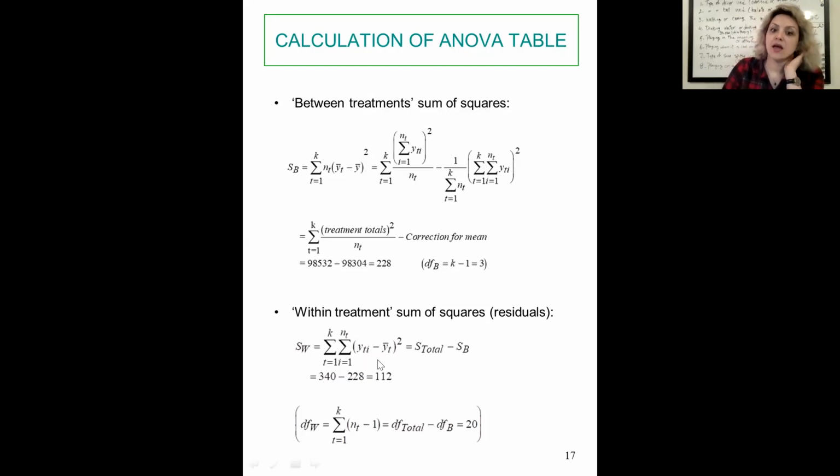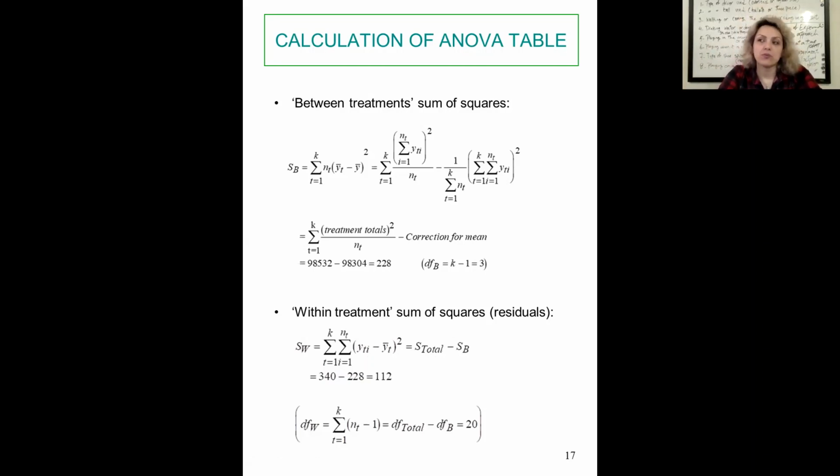Or we can write it down, playing with it a little, and it's going to be equal to S total minus SB. Whatever sum of squares of total that you had minus the sum of squares of the between treatments.